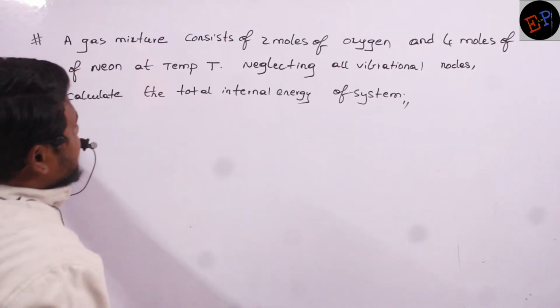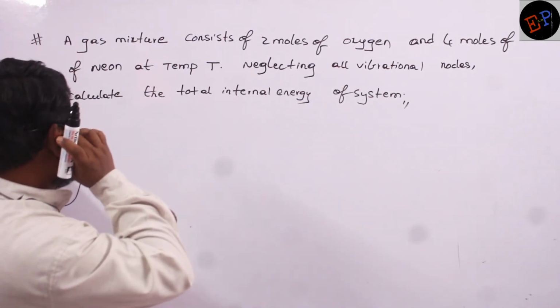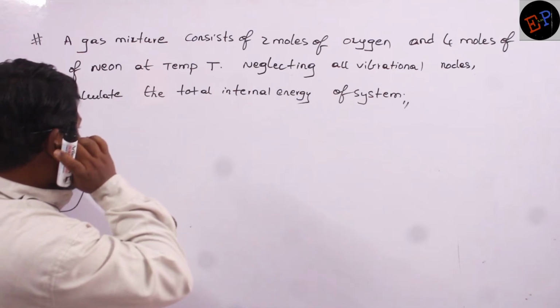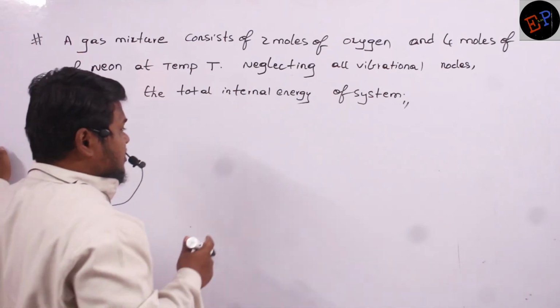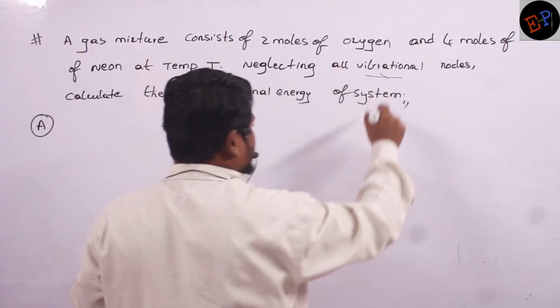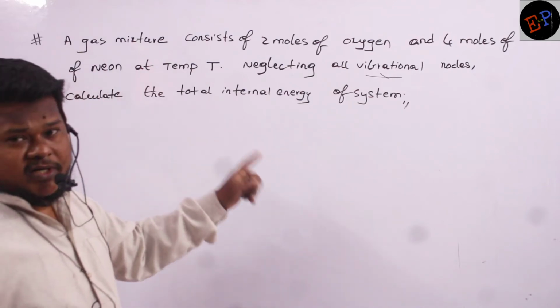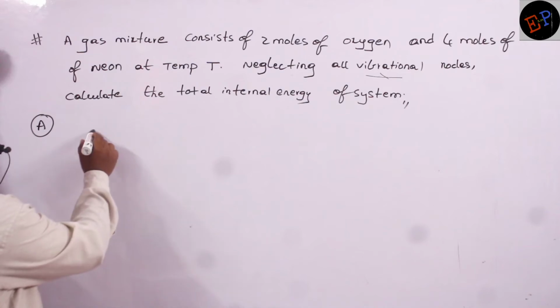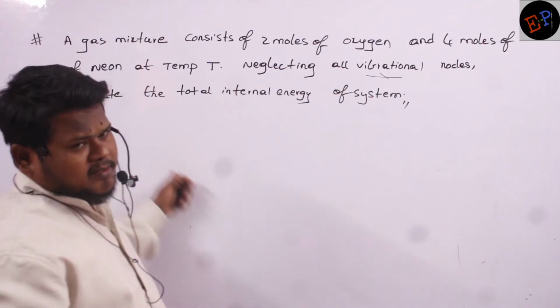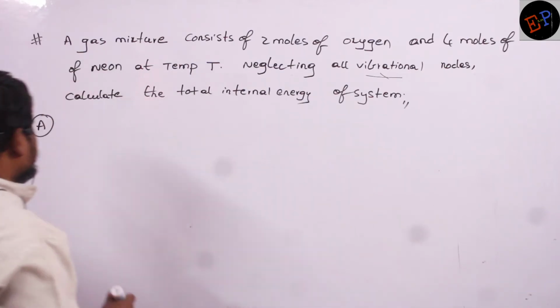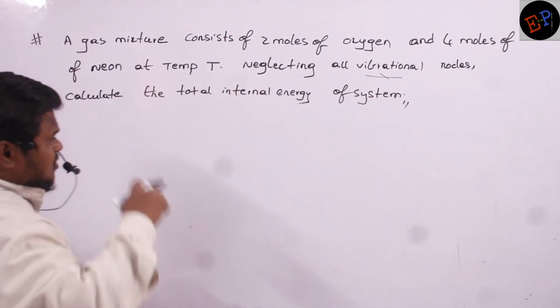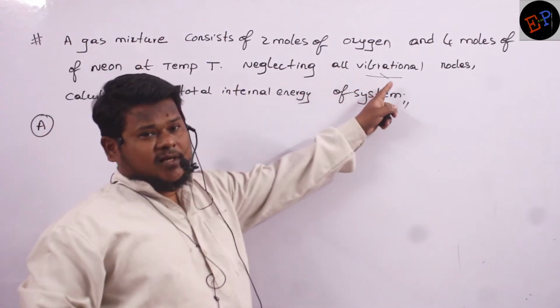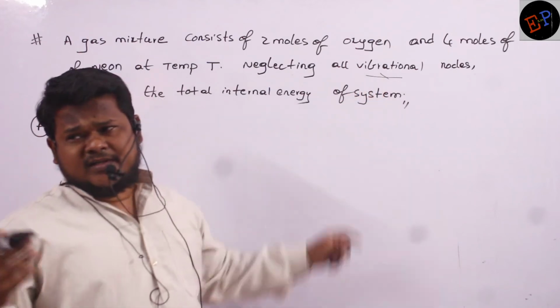A gaseous mixture consists of 2 moles of oxygen and 4 moles of neon at temperature T. Neglect all vibrational modes. It means we are neglecting vibration and taking only translation and rotation. Then calculate the total internal energy of the system. Internal energy is nothing but kinetic energy here. Vibrational energy also comes under internal energy, but he is asking us to neglect it.